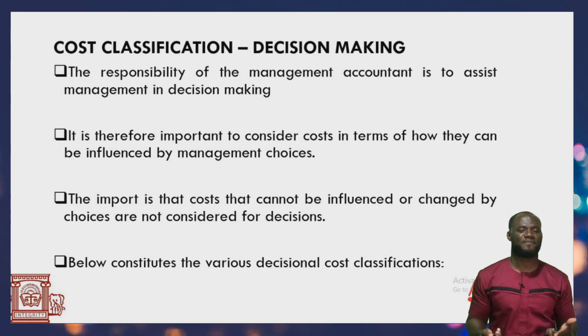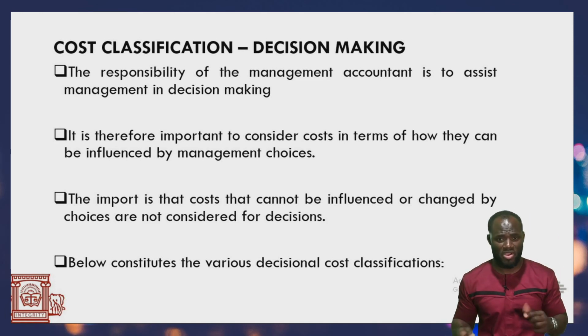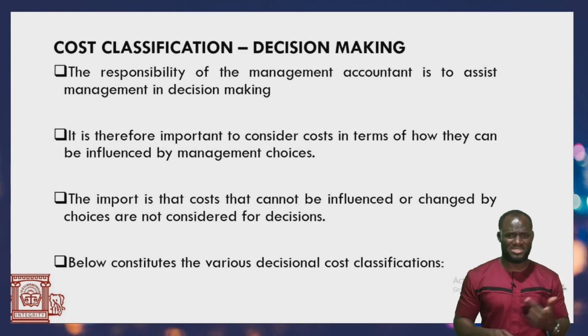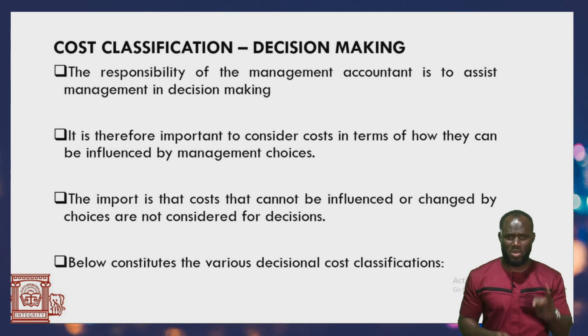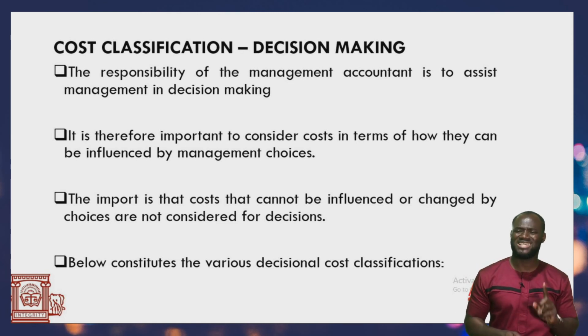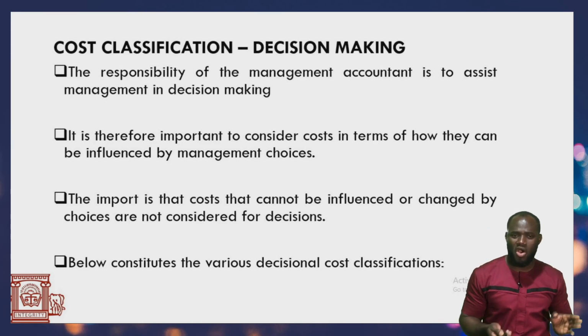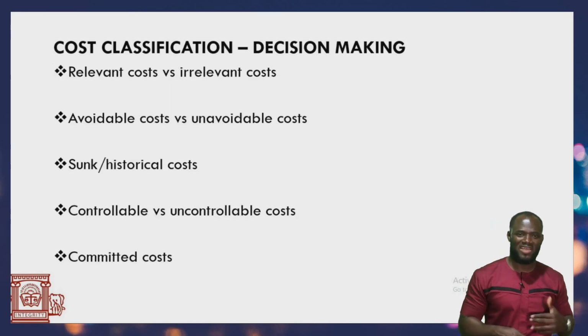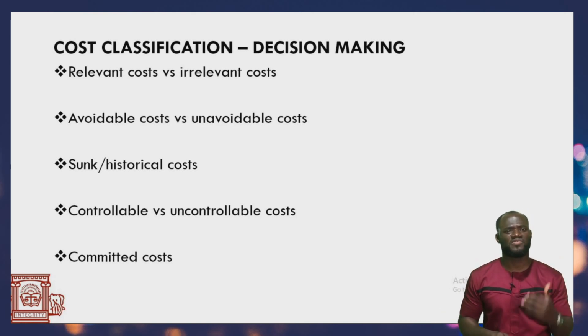Then by decision making, of course, this is core to management accounting, because we're saying that for a management accountant, your core function is to deliver information for decision-making purposes. So it is important for you to know how you can classify your cost for decision-making purposes. Of course, I said the point is that costs that cannot be influenced or changed by choices are not considered for decision-making purposes. Remember, one of the features of good information is that it must exhibit relevance. So we are looking at all those costs that are relevant, all those costs that are not relevant, all those costs that are avoidable. So in terms of your decision-making cost classification, you can have relevant costs versus irrelevant costs.